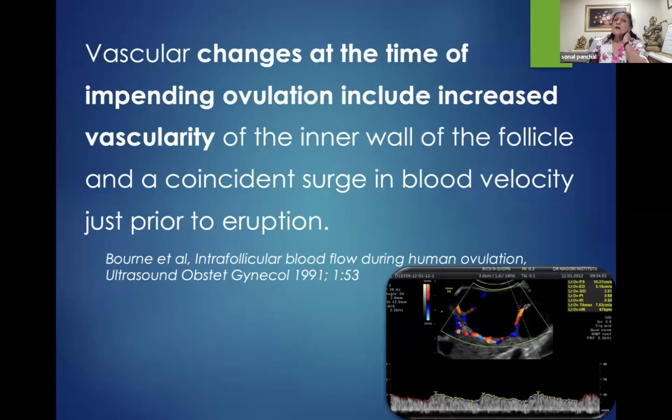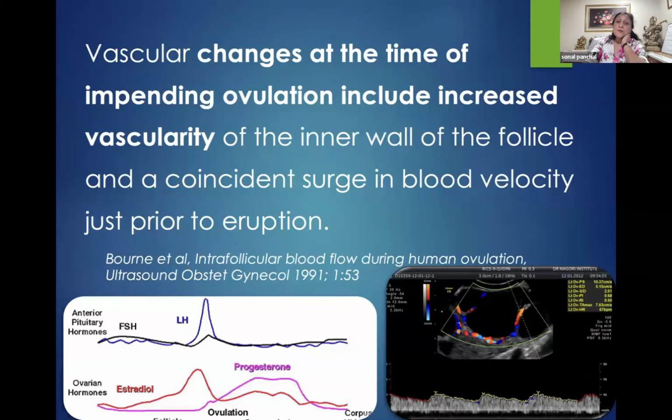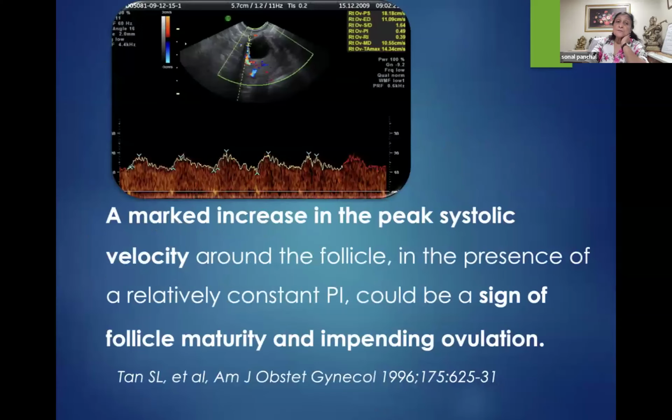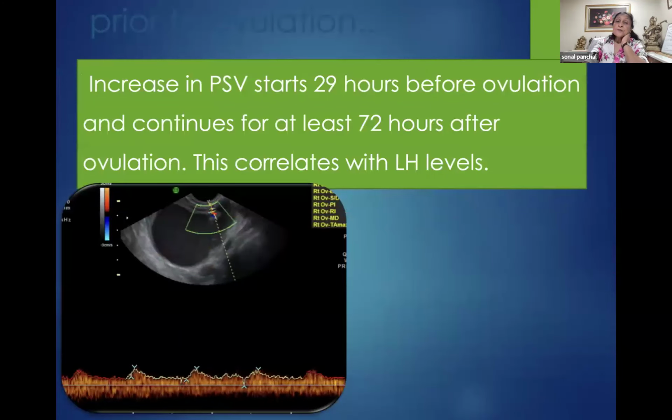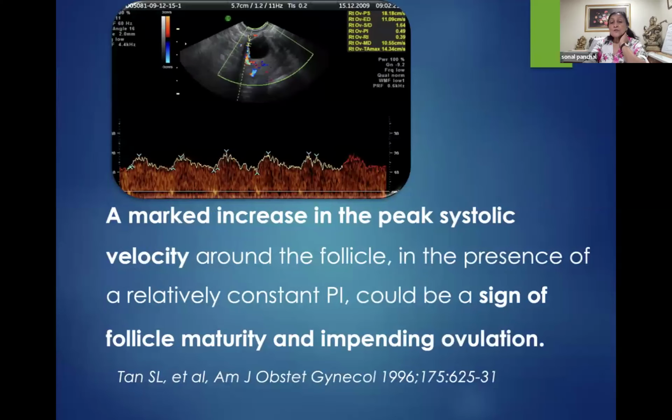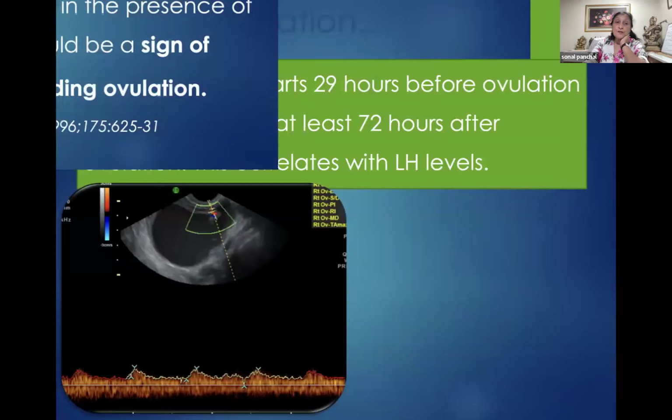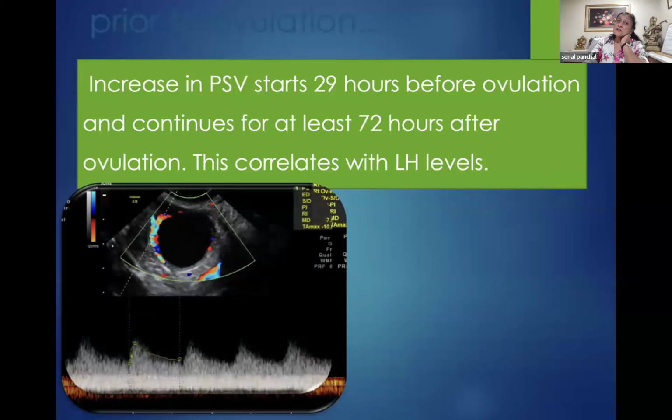After the surge, there are changes that occur in the follicle and the endometrium both. As the LH surge starts, that's when the vascularity of the follicle increases. The PSV increases significantly. There's a marked increase in the peak systolic velocity surrounding the follicle in the presence of a relatively constant PI, and this could be a sign of follicular maturity and impending ovulation. And there are multiple studies indicating the same.